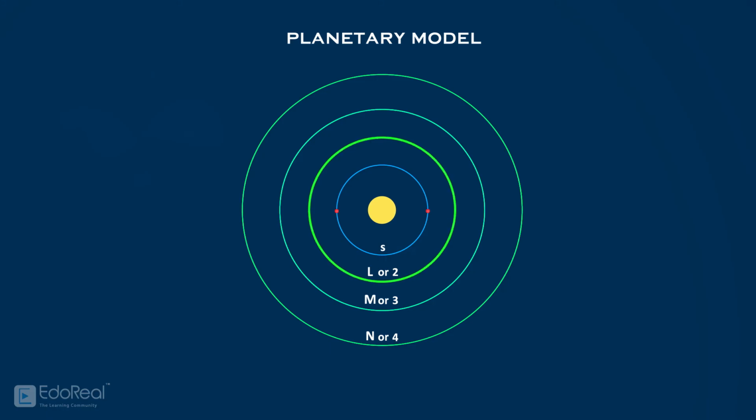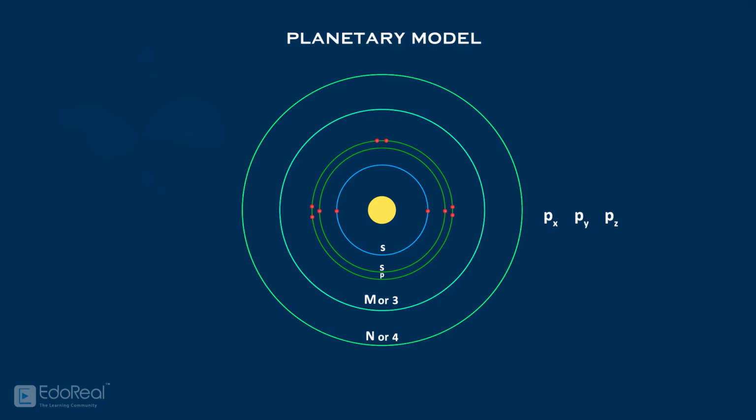The L orbit, or second energy level, represents the s orbital and p subshell, where the p subshell represents px, py, pz orbitals. Here, 4 orbitals contain 8 electrons, a pair for each orbital.